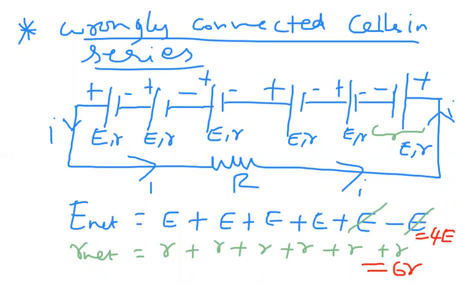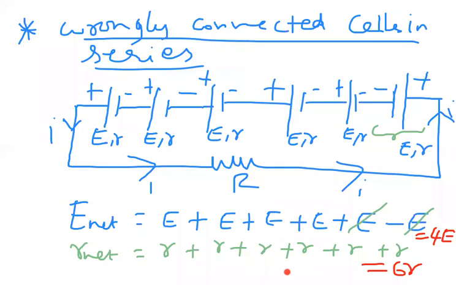Wrongly connected cells means negative connected to negative or positive connected to positive. Such a combination is called wrongly connected cells. In that, we have to take this one as reverse. Reverse means minus E. This last one I am taking as minus E. So I got net EMF 4E. But net internal resistance does not change with the combination of cells, so simply R plus R plus R gives 6R. Now I hope you are clear with this idea about wrongly connected cells.